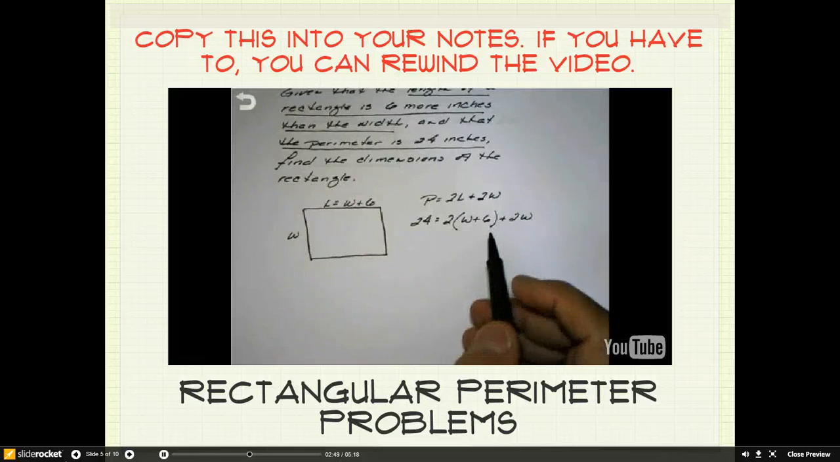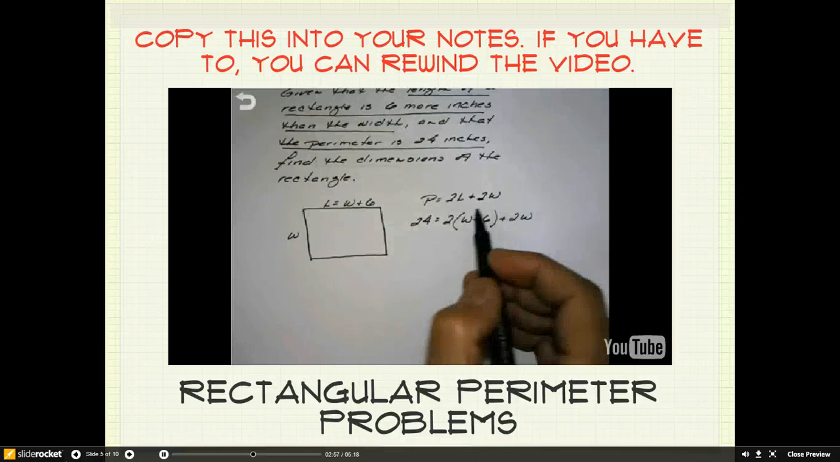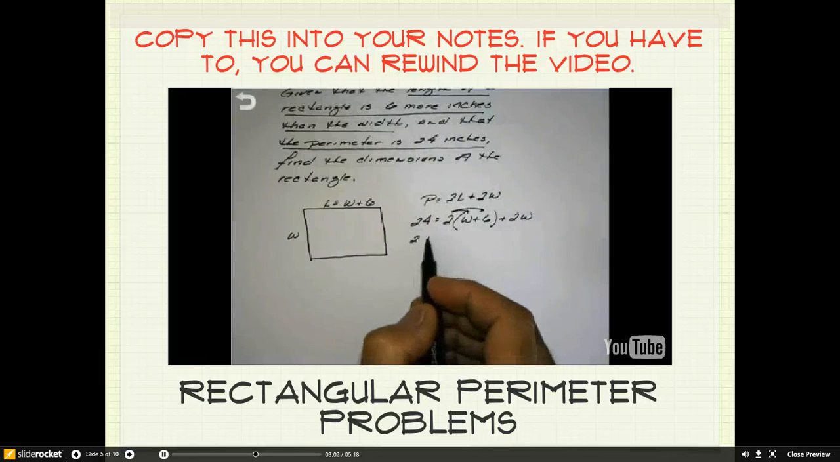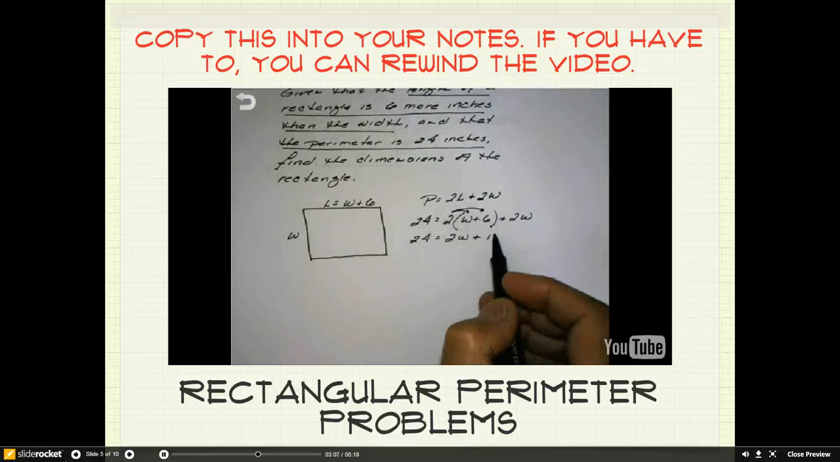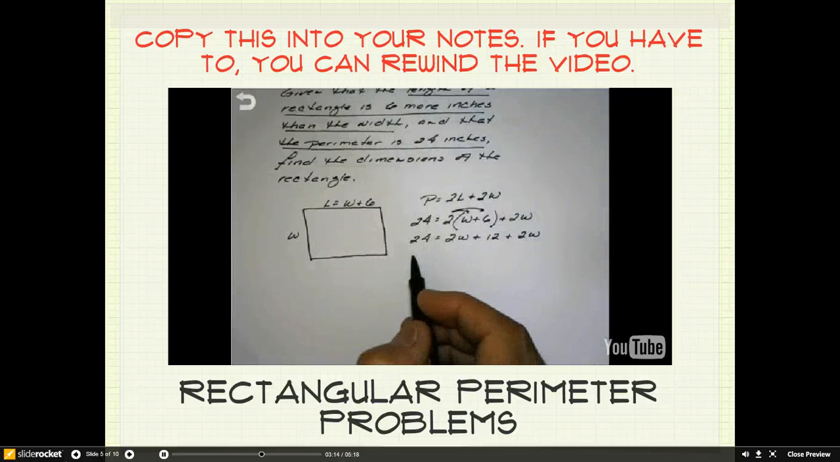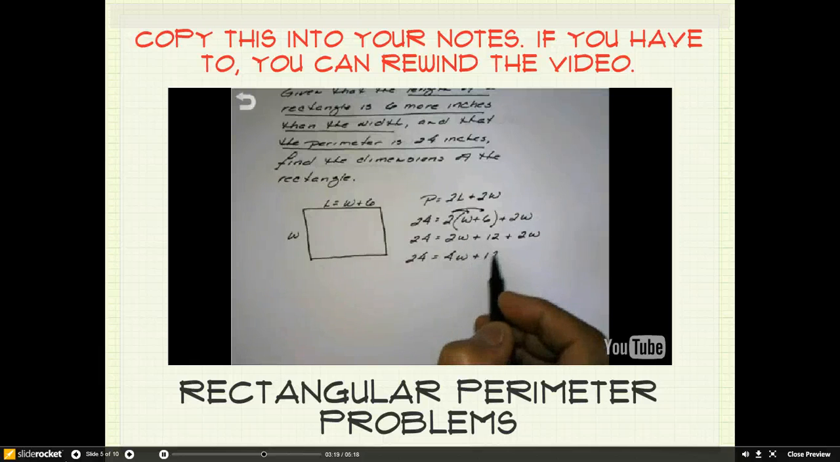Now if you look at this equation, it's nice because we only have one variable. That's W. So we can use the tools you already know to solve for W. And we will start by distributing the 2. So 24 is equal to 2W plus 2 times 6 is 12 plus 2W. Now I've got 2W and another 2W, so I'm going to add those two together. 24 is equal to 4W plus 12. Now this looks very similar to problems you were doing earlier. We're going to subtract 12 from both sides.